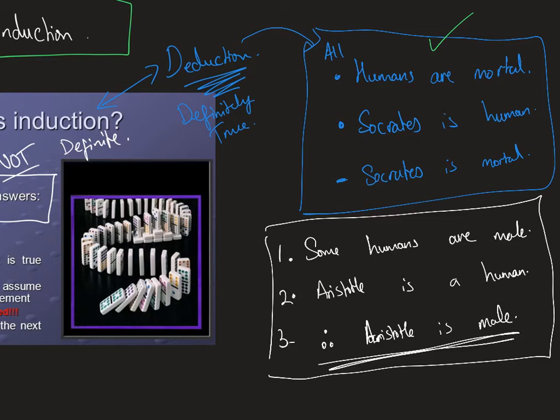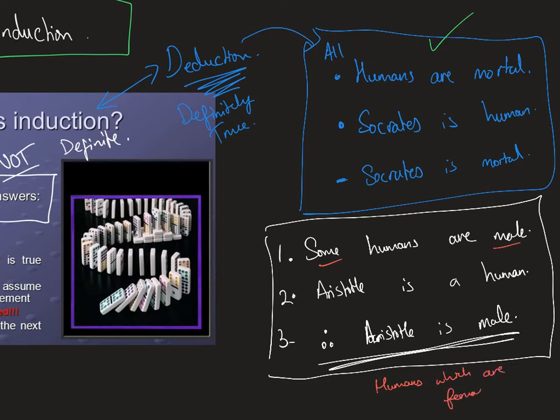Why is it not? Take a moment, pause the video if you want to try and think of it. But the reason why this is not definitely true is because it says some humans are male, but some are also female. There are humans which are female, aren't there?